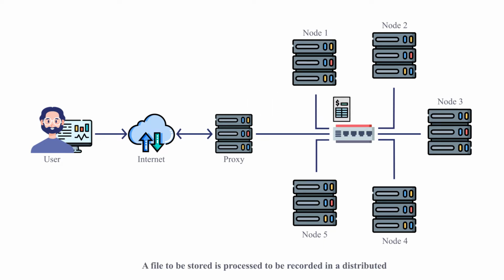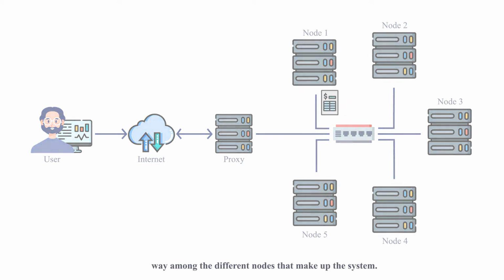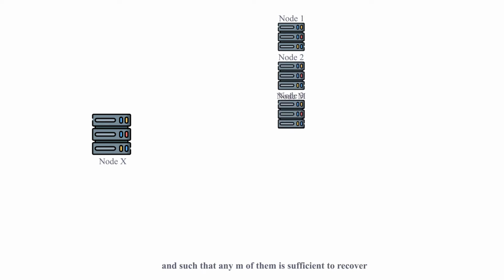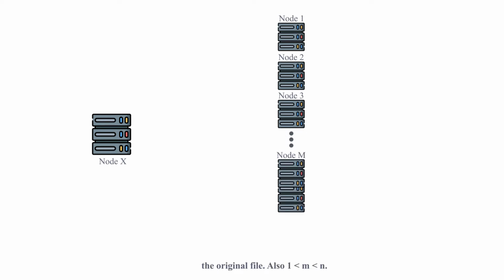A file to be stored is processed to be recorded in a distributed way among the different nodes that make up the system. Let f be an arbitrary file of size 8 times f bits. Using our coding algorithm, f is transformed into n files called dispersals, each of which has a size 8 times f over m bits, and such that any m of them is sufficient to recover the original file. Also, m is greater than 1 and less than n.